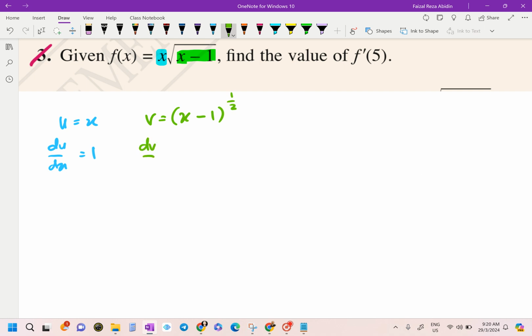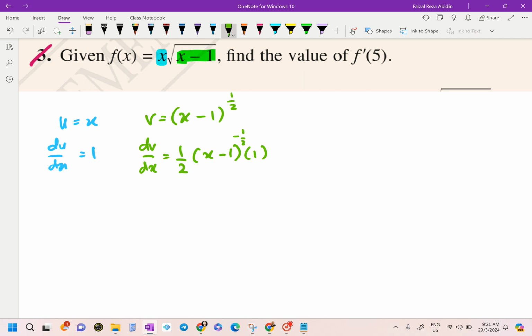So if I want to differentiate v over here, I'm going to get 1 over 2. Inside the bracket, I just copy back x minus 1 first, and then differentiating inside the bracket, I'm going to get 1. And then up here, 1 over 2 minus 1, I'm going to get negative 1 over 2 actually. So 1 and 1 over 2, I'm going to get 1 over 2 back. Okay, so can you understand?